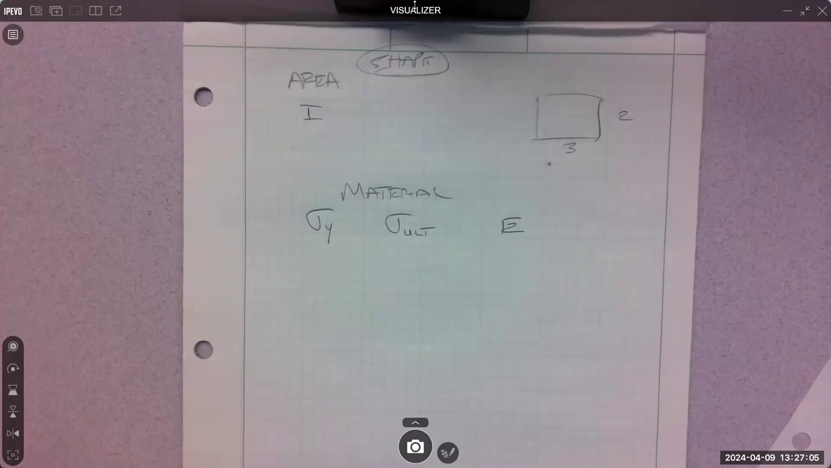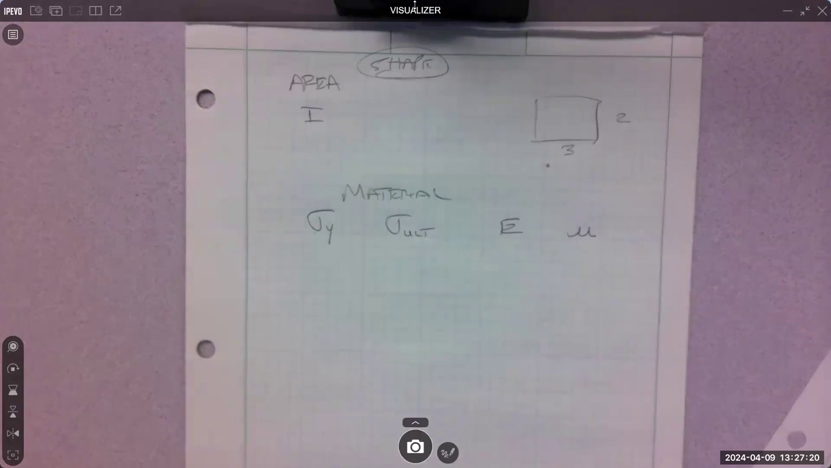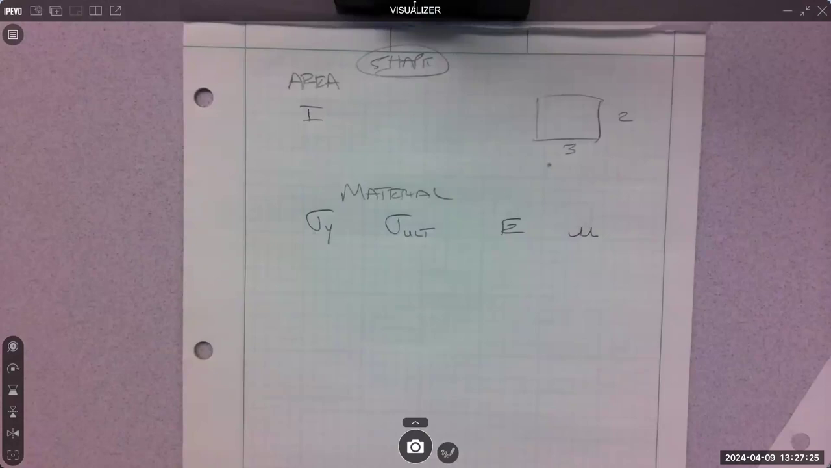Poisson's ratio. We're going to get to Poisson's ratio. That's a mu. I really am bad at mus, so they get really sloppy. Put two tails on a U. That's how I do mu. That's Poisson's ratio. That has to do with how much a cross section shrinks when we stretch it, but we haven't done it yet, right?